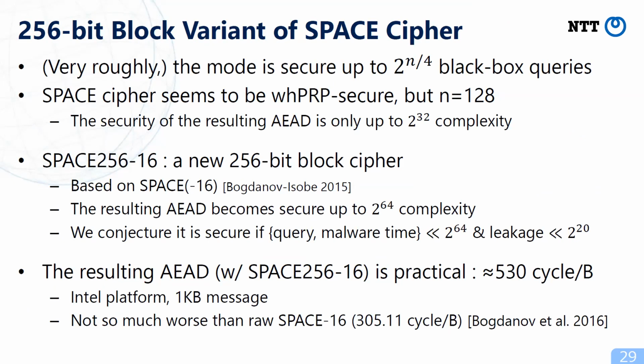And so we introduced a new block cipher, which we name SPACE-256. This has a block length of 256. So the resulting AEAD scheme instantiated with this new cipher becomes secure up to 2^64 complexity. This cipher is based on the SPACE cipher by Bogdanov and Isobe. And we conjecture this cipher is secure if the queries and the running time of malware are less than 2^64, and the amount of leakage is less than 2^20.